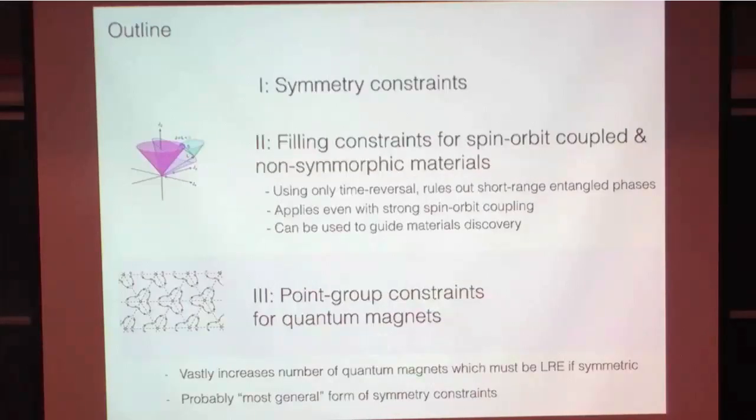Okay, so that concludes the part on point group constraints. So the nice thing about this is it vastly increases the number of quantum magnets that we know have to be long-range entangled. And I think that this sort of statement in terms of this equivalence relation is probably the most general form that all these symmetry constraints should take once they're phrased properly.